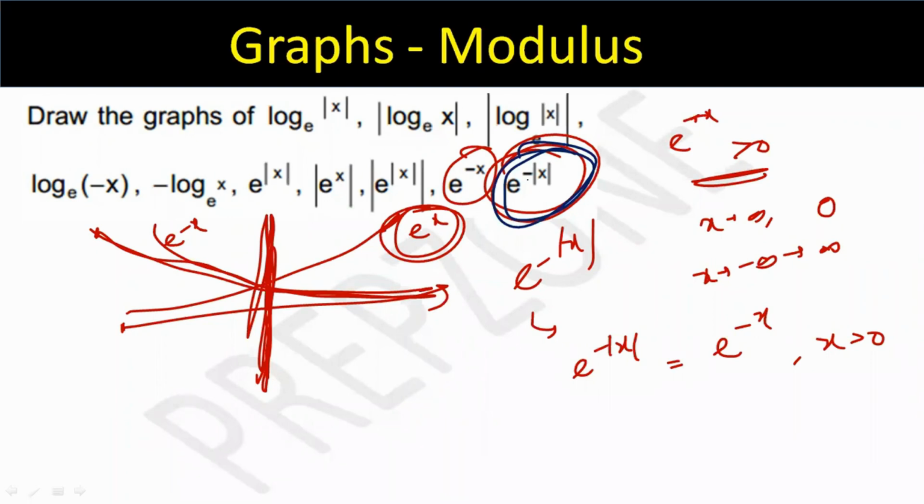So when x is positive, it is nothing but e to the power minus x. So this is the graph of e to the power minus x, and when x is positive, this will be the graph, right? It will not meet the x-axis, but yeah, this is how the graph looks like for e to the power minus x when x is positive.